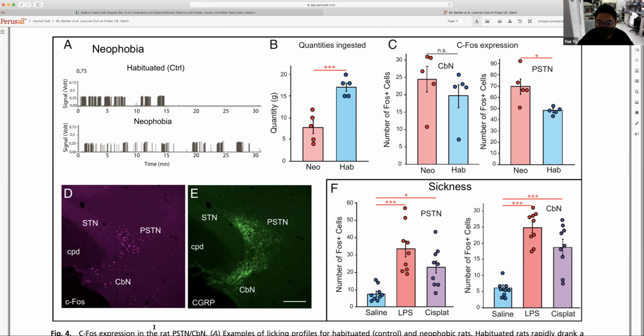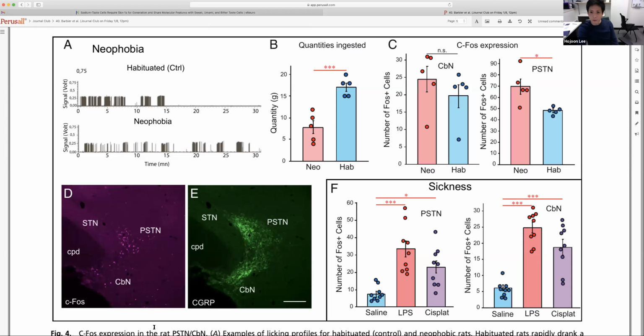drinking of the water. And in C, they're trying to test the CFOS expression, which indicates the neuronal activation of these PSTN neurons and also CBN neurons. They find no significant difference in the CBN. However, in the PSTN, I would say they found a relatively significant difference in the number of CFOS neurons. And in D and E, they further compare these CFOS neurons to the CGRP expression neurons, and they find an overlap here, indicating that these are the neurons they are targeting.